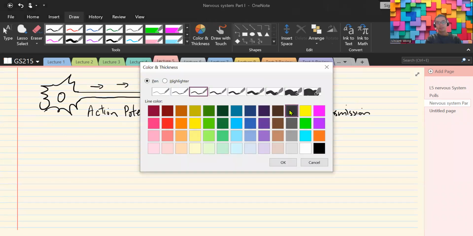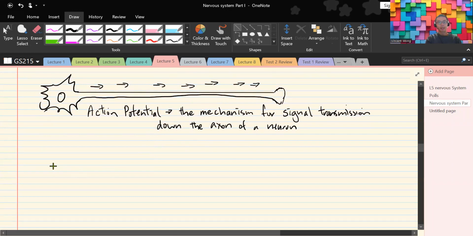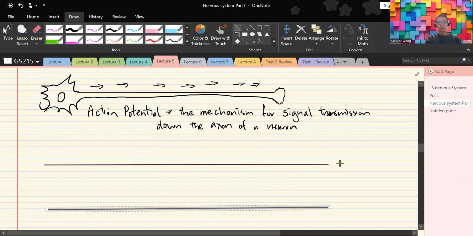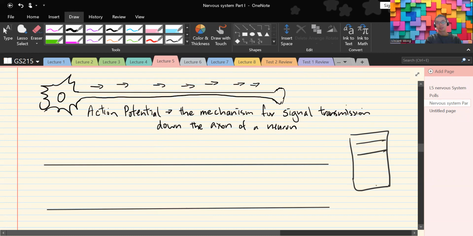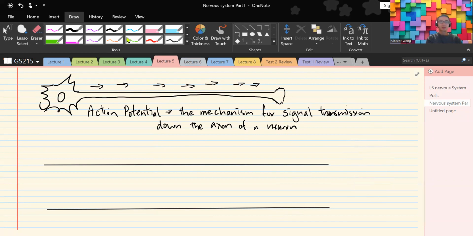Again, I invite you to draw along with me. I strongly believe when you draw things out, it helps you understand better. If this is your paper, don't draw a tiny diagram like that. It's going to be really crowded and really hard to see. Go like this. That's the axon that I'm drawing. So that's what we will be doing.